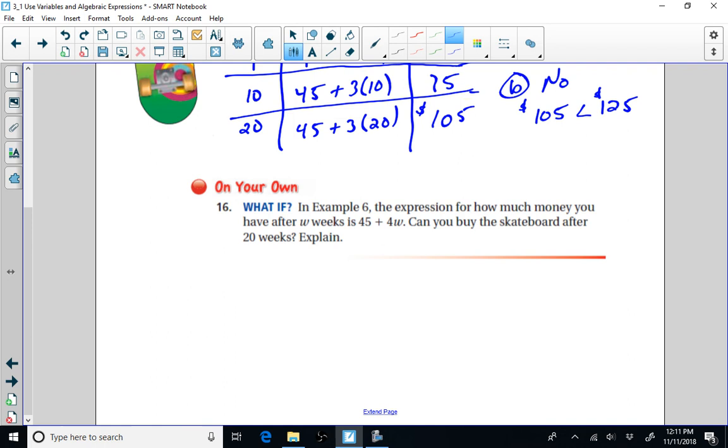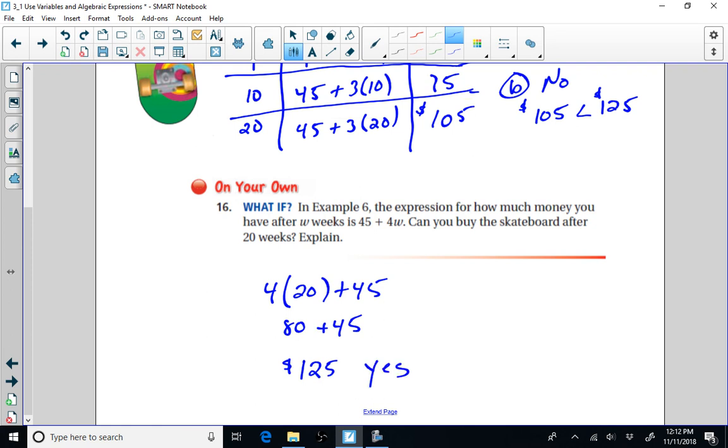All right, our last problem here, we want to do the same thing, but it says use the expression 45 plus 4W, and the question asks, can you buy the skateboard after 20 weeks? So if we have 4 times 20 plus 45, 4 times 20 is 80. What's 80 plus 45? That's $125. So the answer would be yes, we would have enough money.